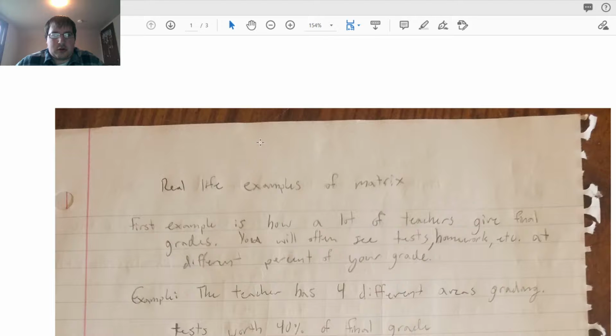I'm going to go over today just a few real-life examples of matrices, what they can be used for, a couple of word problems, things like that, so you can see applications of how you could use this.